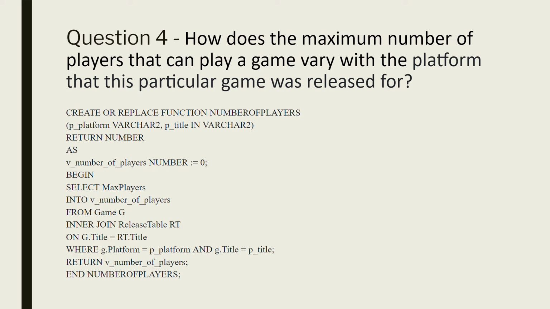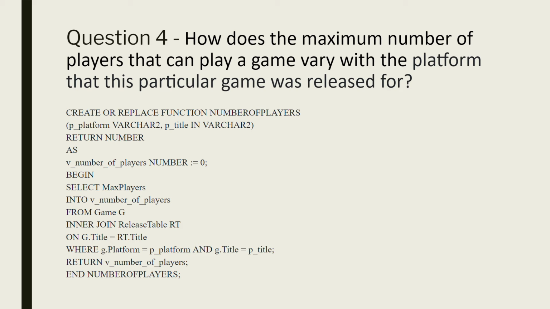Question 4. How does the maximum number of players that can play a game vary with the platform that this particular game was released for? So I created a function named number of players with two input parameters, the platform of the game and the title of the game, to compare how different games vary the maximum number of players that are allowed to be playing the game at one time.